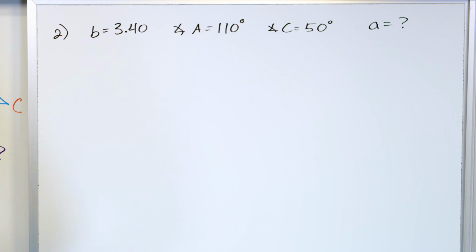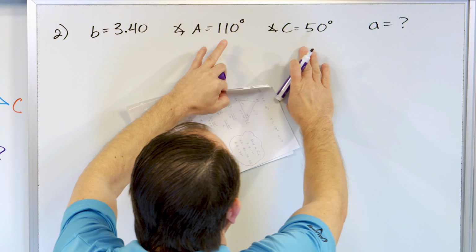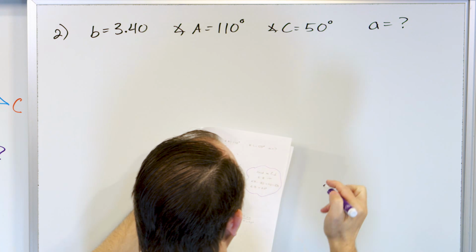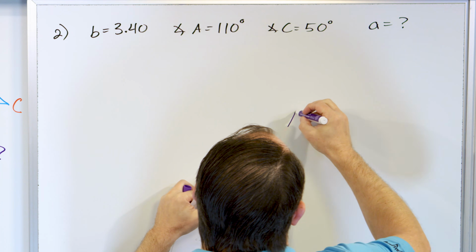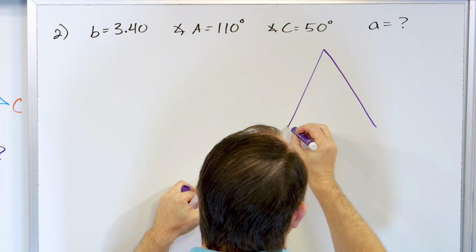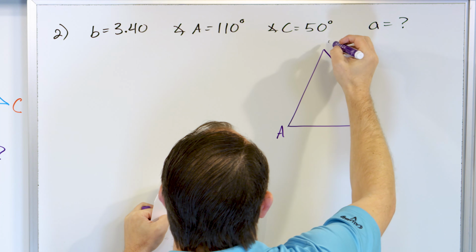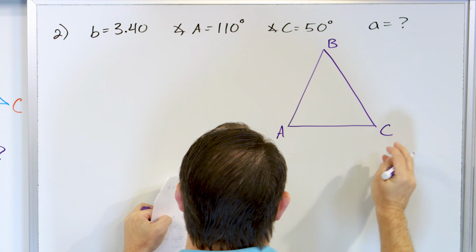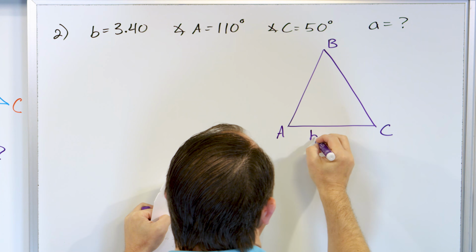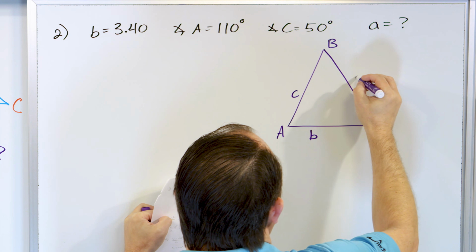So again, we're going to draw a picture, but it doesn't matter if it's accurate. Don't stress out about the angles and making it look perfect. It doesn't matter. Just draw a triangle. It does not have to be an equilateral triangle or anything. I'm just drawing something here. This is angle A. This is angle B. This is angle C. And opposite of these, you have side B and side C and side A.